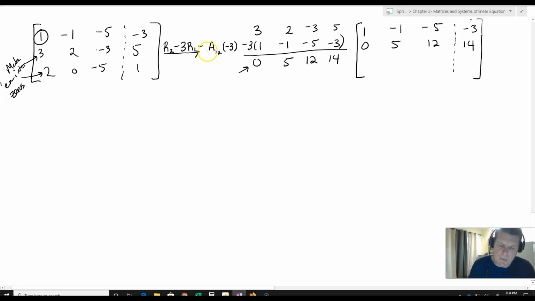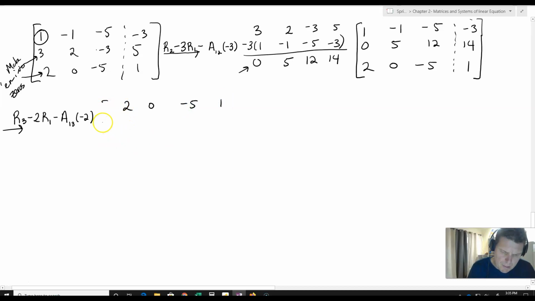Next, I'm going to make that change that I wanted to make to row 3. So what I'm going to do is I'm going to take row 3, and I'm going to subtract 2 times row 1. And how I'll write that in notation is A 1, 3, -2. And my computation will look like this, right? This was going to be 2, 0, -5, 1. That stays the same. So that's going to be 2, 0, -5, 1, minus 2 times 1, -1, -5, -3.